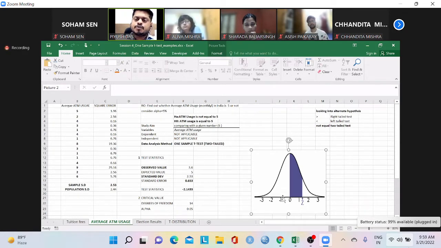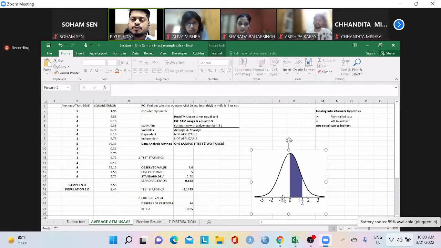Because in the right tail test, what happens? I want to prove that something is greater than 5, right? If this was a right tail test, ATM usage is greater than 5, my 5 percent error will always fall into the right side. If I wanted to prove that it is less than 5, the whole 5 percent error would fall into the left side of the distribution.